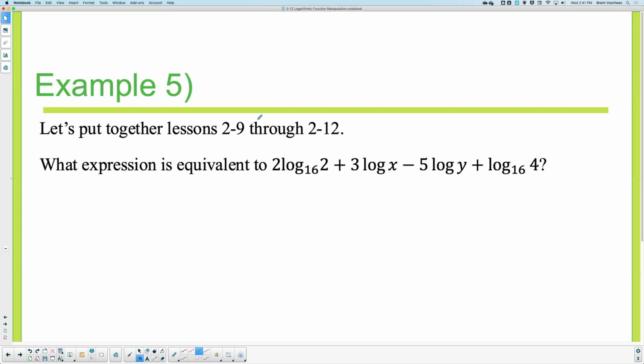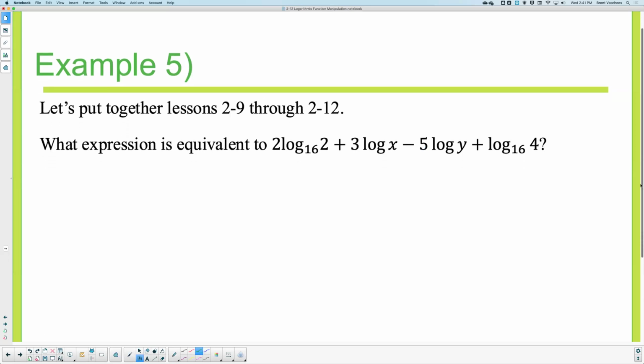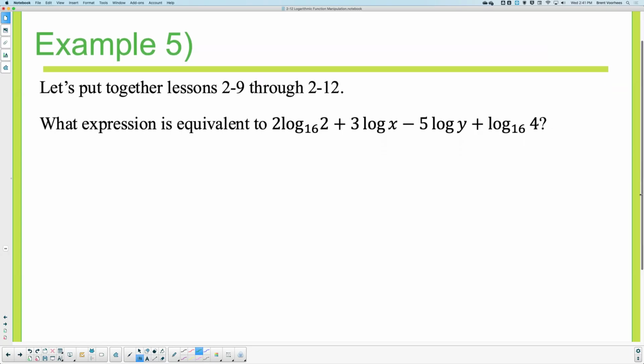All right, example 5. Let's put it together. Everything from lesson 2.9 through 2.12. Looking at this problem here, it says, what expression would be equivalent to all of this? Well, question for you. Let's see if you caught what you were supposed to learn today. Can I combine all these logs together right now? Why not? Not good old clean logs. What should we do first then to clean it up? Power property. Let's make this 2 become a power there. This 3 becomes a power here. This 5 becomes a power on the y.